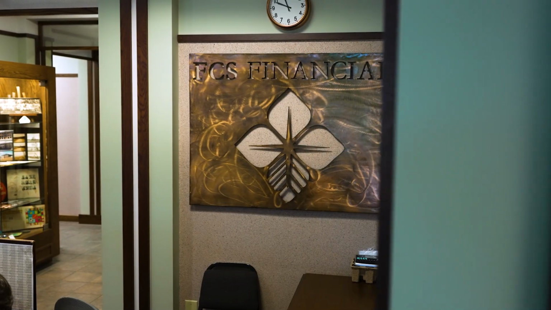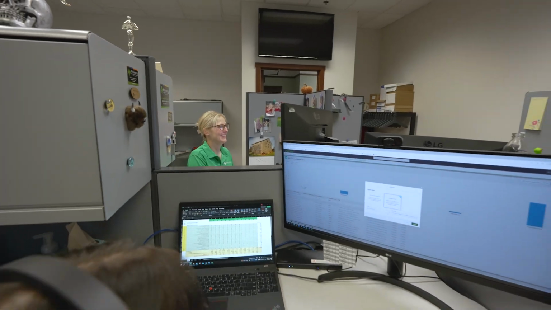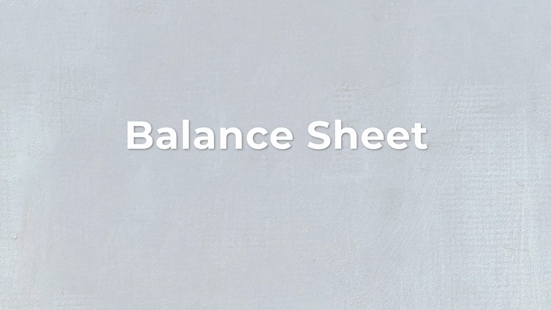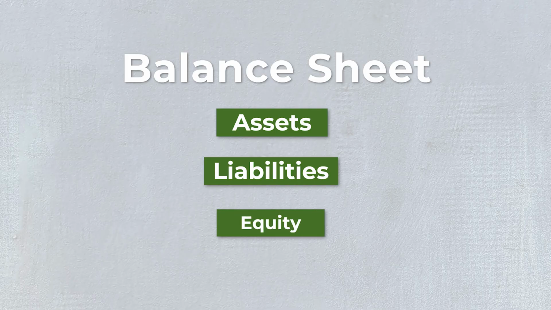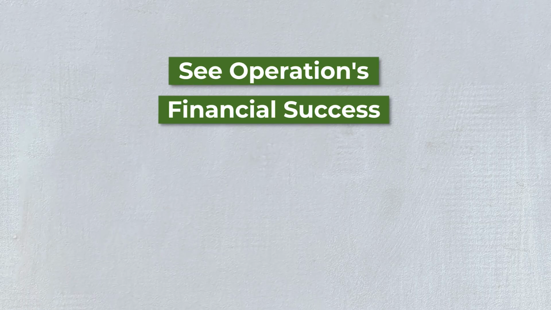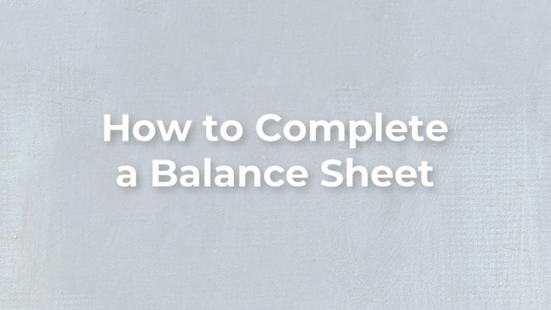At FCS Financial, we know you're hustling to build your farm, and we're here to make the financial side a little easier. Today, we're tackling the balance sheet, your operation's financial snapshot of your assets, liabilities, equity, and net worth. It's important to understand because it helps you see your operation's financial success. Plus, it's key for planning and working with lenders. Let's walk through how to complete it.